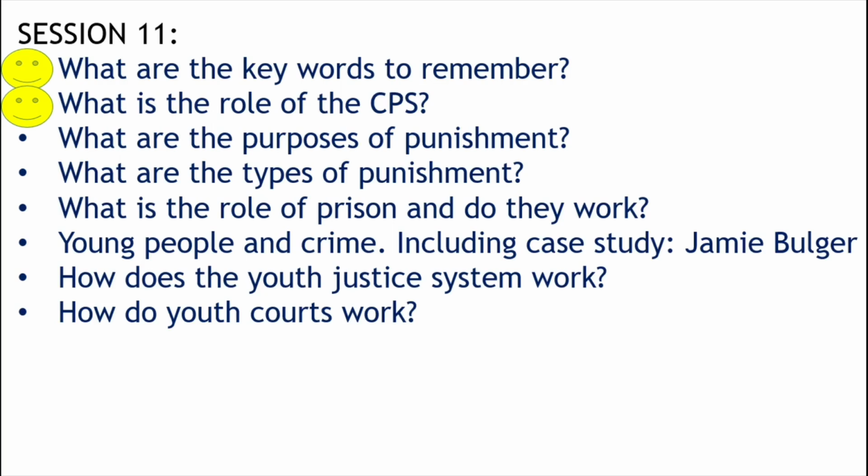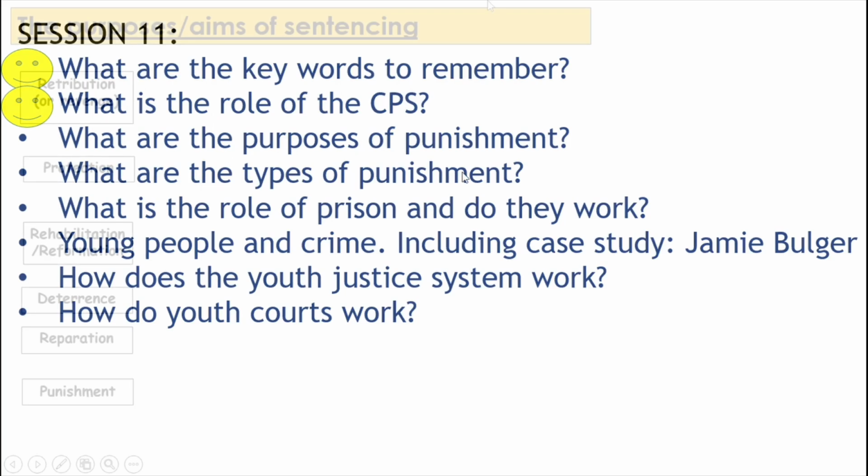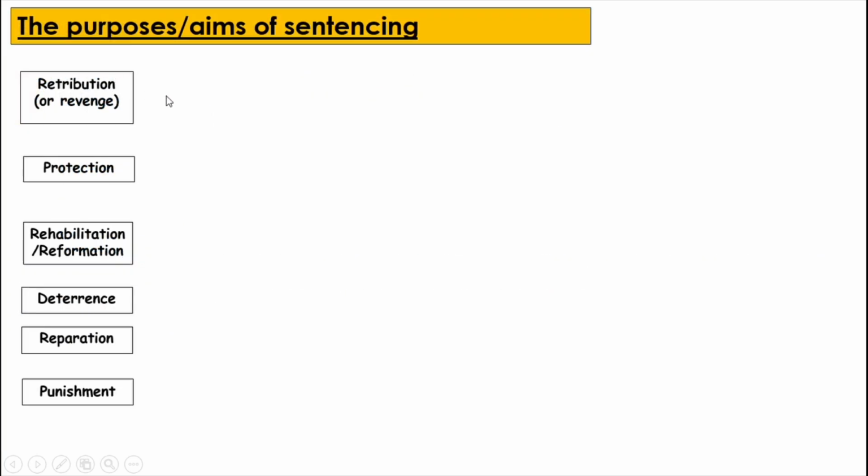In the last video you would have looked at the key words to remember as well as the role of the CPS. In this video you're going to be looking at the purposes of punishment and what are the types of punishment. These are the purposes or aims of sentencing. Ultimately, this is what is expected to be achieved from certain types of punishments. Ensure you know these purposes, it is very important.